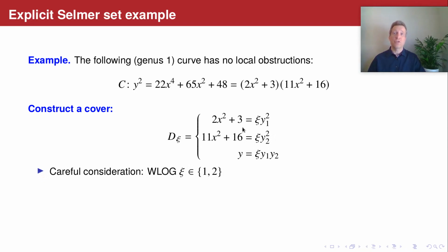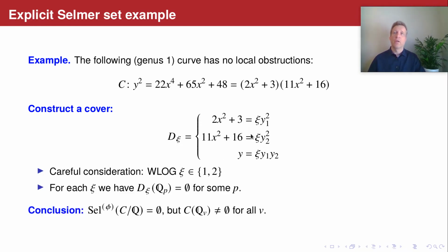Careful consideration shows us that these d psi can only have rational points if we take psi to be either 1 or 2. And for each of those values, in fact, we can show that there's still a local obstruction anyway. So the Selmer set of this genus 1 curve is empty, but the curve itself actually does have points everywhere locally.